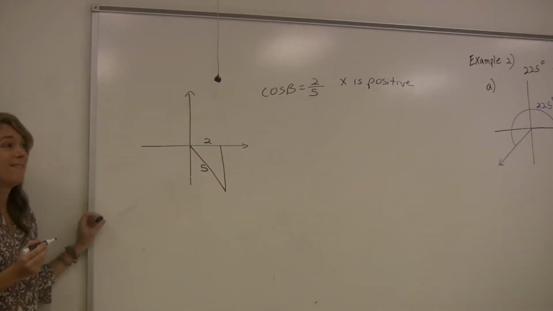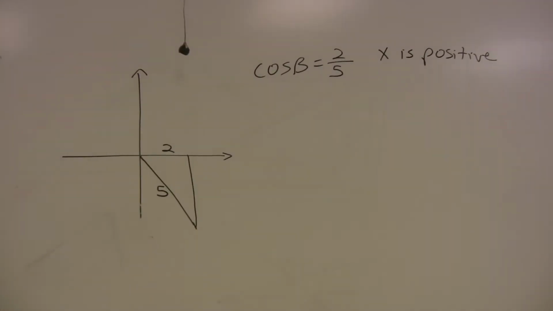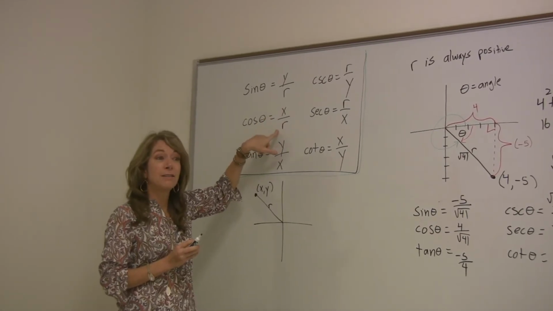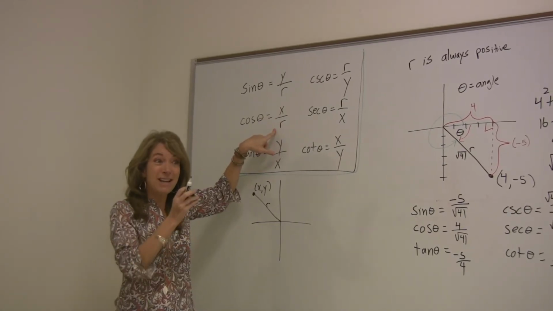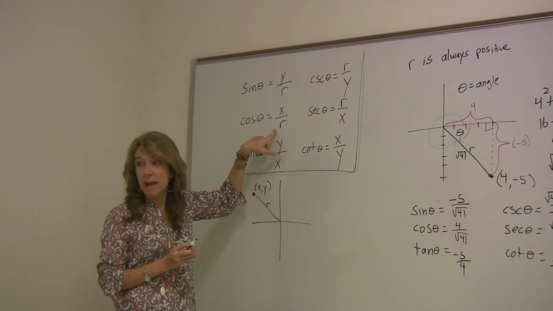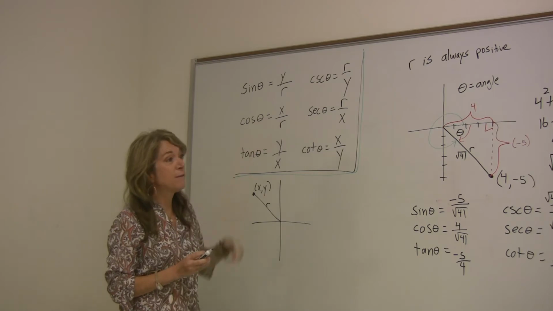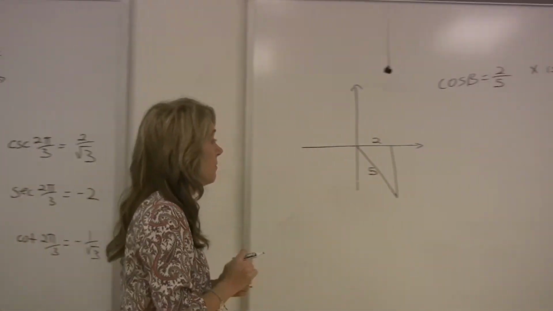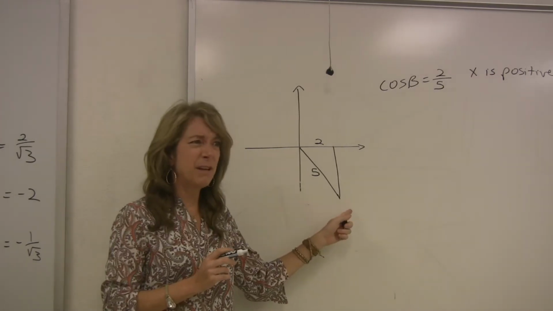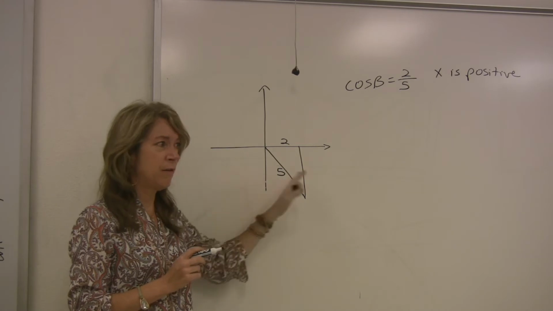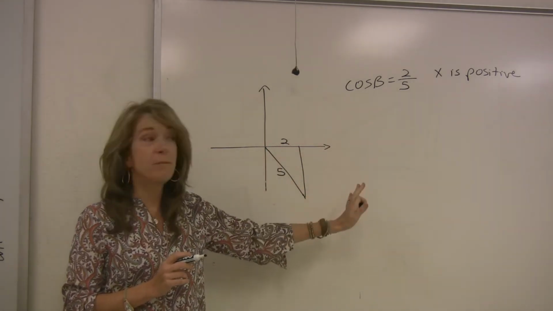How did we get the 5? Because we're eventually gonna remember that the cosine is always the x value over the radius. You okay with that? 2 over the 5? And the R is always positive. And everyone understand why it has to be the 4th quadrant? Because I had to be 3 or 4, but a positive x forced me into 4.